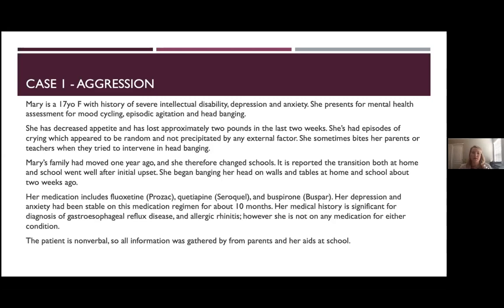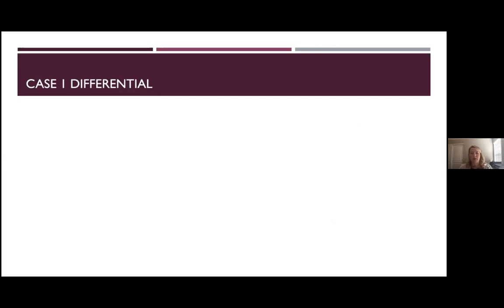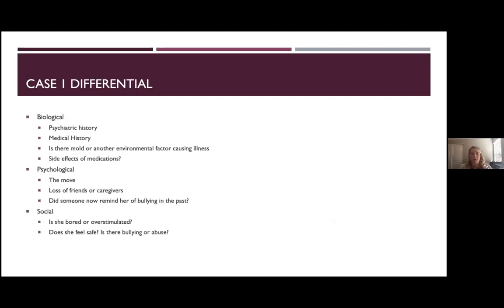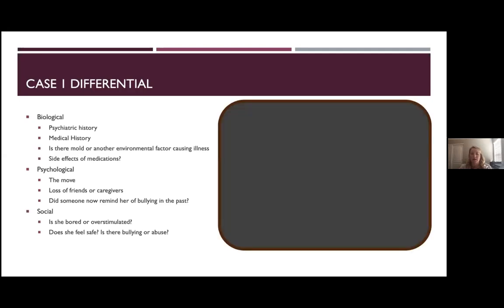So let's consider what might be going on with Mary and create a differential for her. We're going to go through this biopsychosocial evaluation and list out some different things that could be going on. As we consider her history, both her psychiatric and medical history, that gives us a few options right at the start. We're also adding bipolar disorder here just because of the mood cycling. We want to consider that that's a possibility.